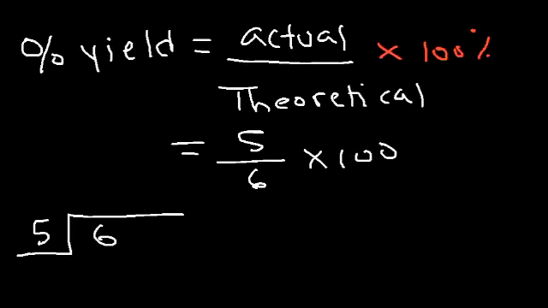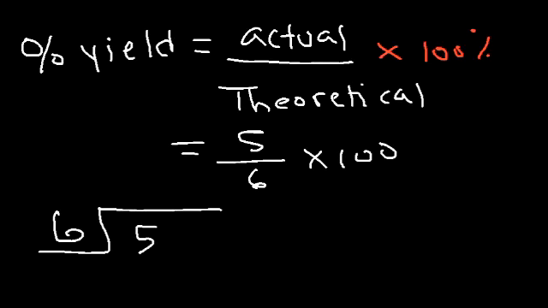How many times does, actually, it should be like this. I had it backwards. Well, 6 can't go into 5, so we need to add a 0. How many times does 6 go into 50? We know 6 times 7 is 42, 6 times 8 is 48, 6 times 9 is 54. That's too much. So 6 can go into 50 at least 8 times. And 6 times 8 is 48. And so we're going to have a 2 remaining.